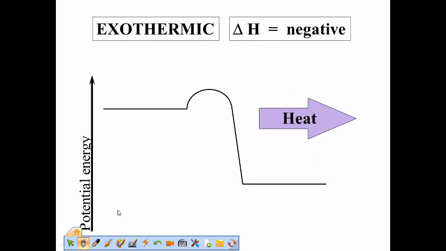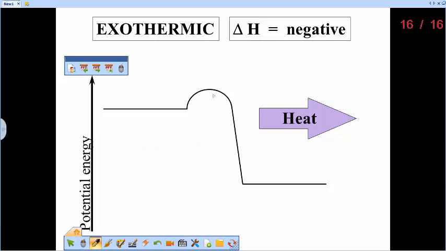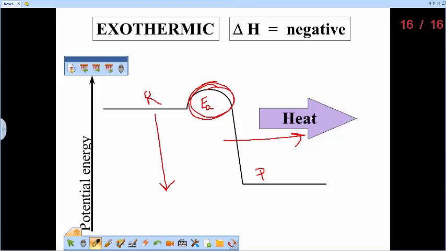A full potential energy diagram also includes this little energy barrier called the energy of activation. All reactions need some energy of activation to get going, but overall you have reactants over here and products. So you have lowered your energy, left in the form of heat usually. That gives you that negative delta H, or an exothermic reaction.